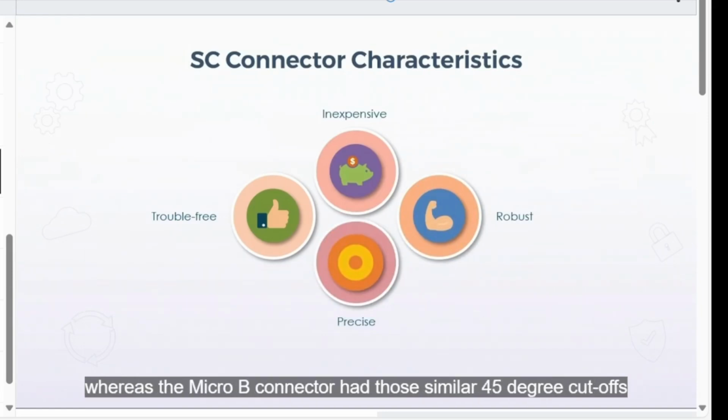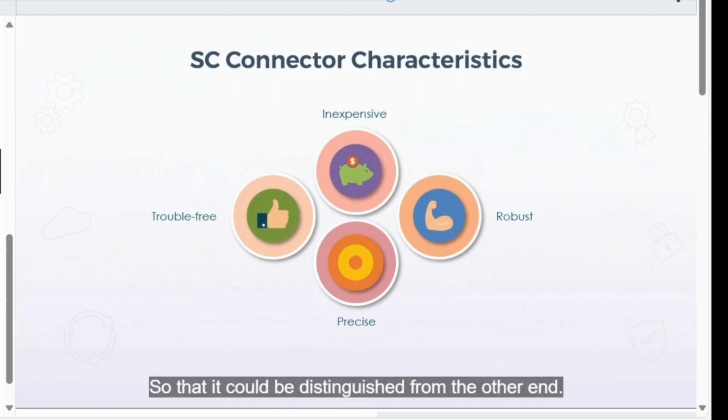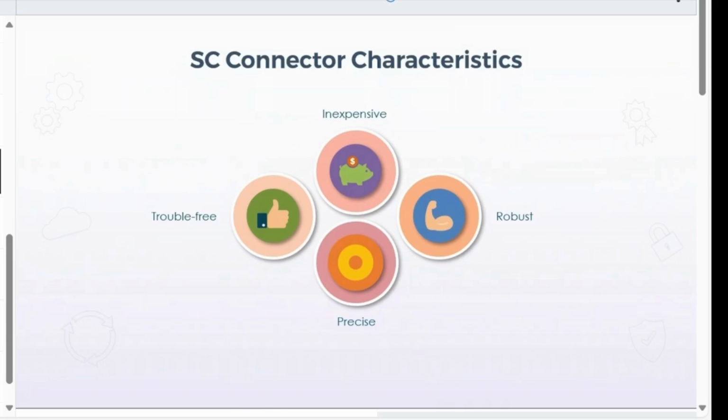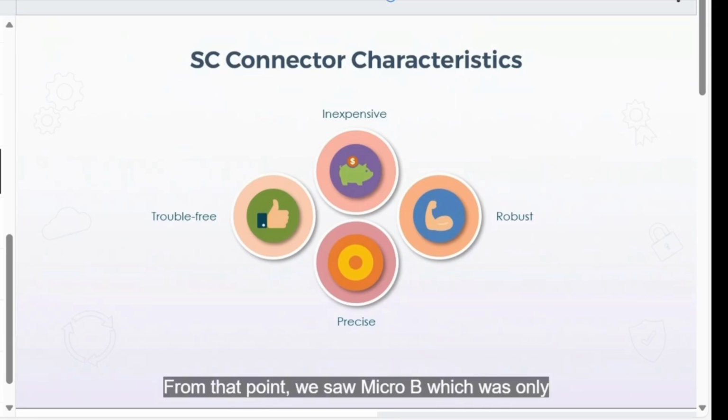That all said, they are a relative newcomer, at least compared to the ST connector, so it remains likely that you'll still see ST connectors being used, but you might see more SC connectors in newer implementations.